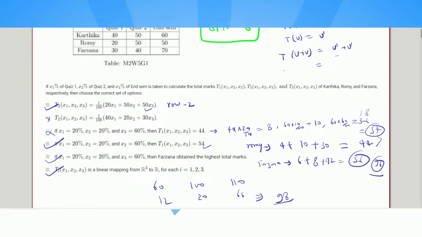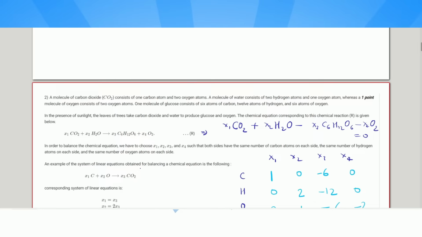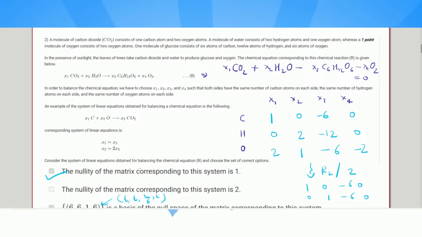You can check whether the second property, T of constant C times V is equal to C multiplied by T(V), will also be fulfilled by this. That's why this is the linear mapping. Let's see the another question. This question we have explained in the practice assignment.